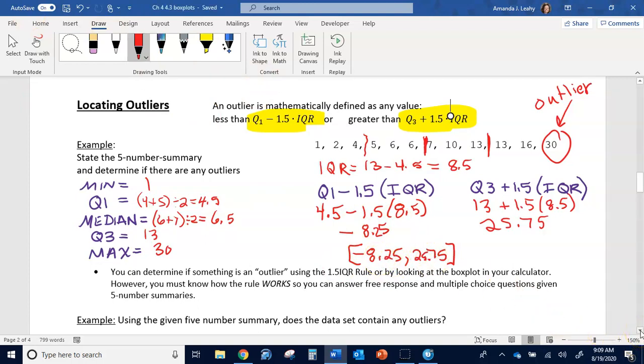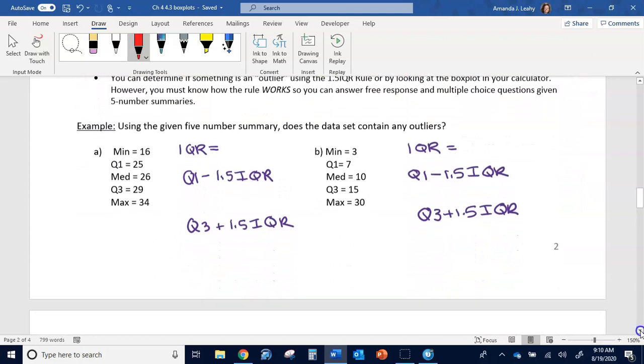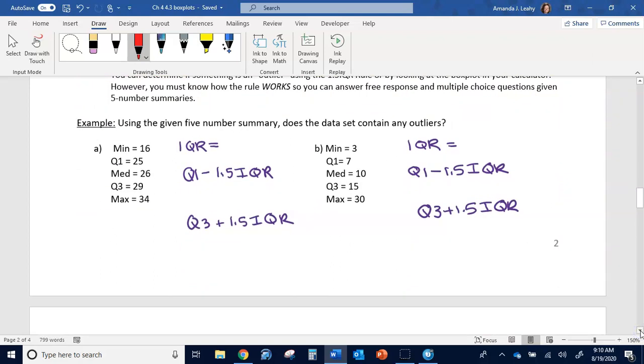Now, you can use your calculator to compute a box plot, and it'll pop the little outliers out as little dots, which is very nice and convenient. You can also compute it by hand using all of the numbers in the interquartile range. But sometimes you're going to need to know how this just works so that you can answer the question sort of theoretically. Given the 5-number summary, does the data set contain any outliers? Now, you don't have the actual data set here, okay, but what you do have are these summaries.